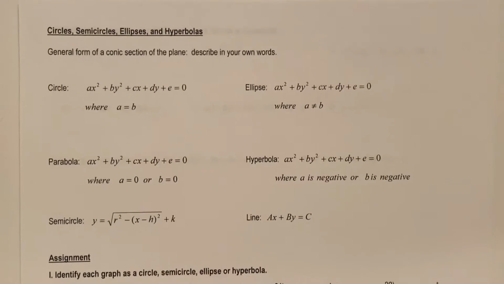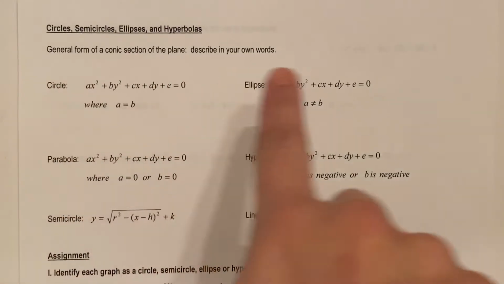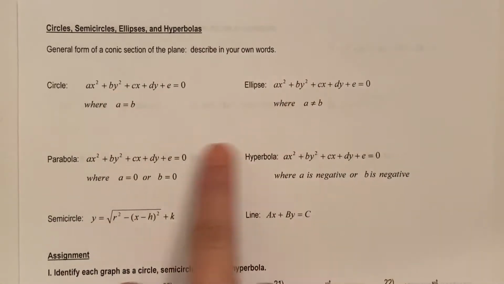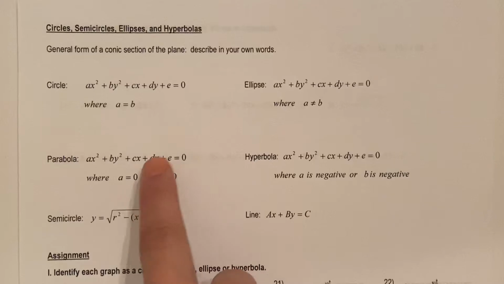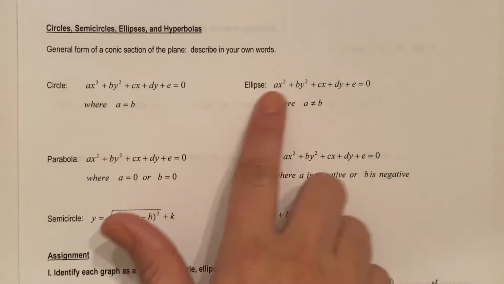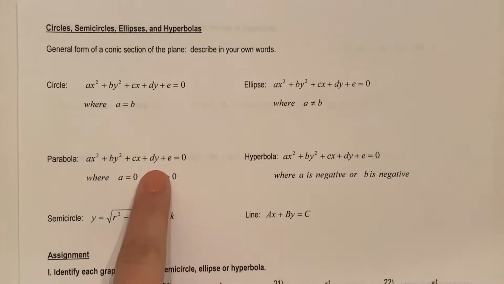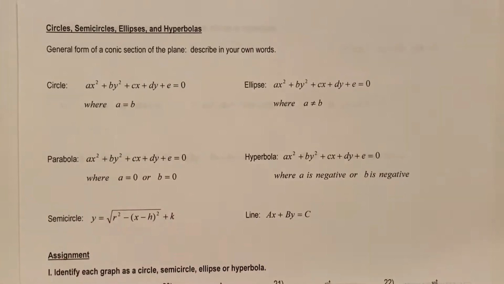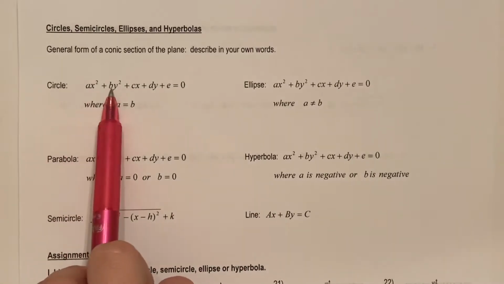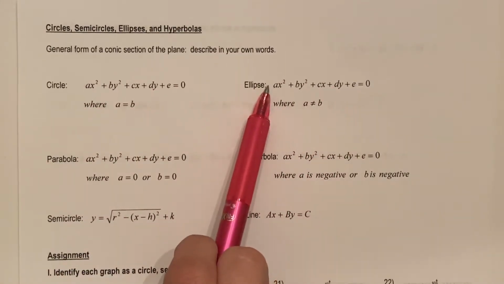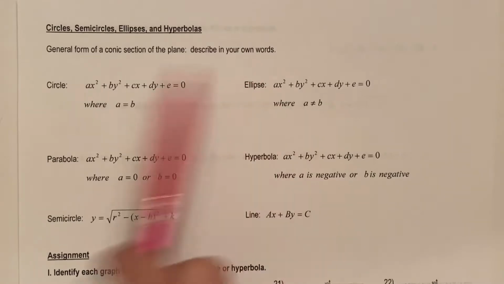So you are going to be given the equations in general form when you have to identify. They are all the same, but A and B are different in each section, and so you only have to look at A and B to be able to identify them. If it's a circle, A and B are going to be the same number. If it's an ellipse, A and B are different numbers.